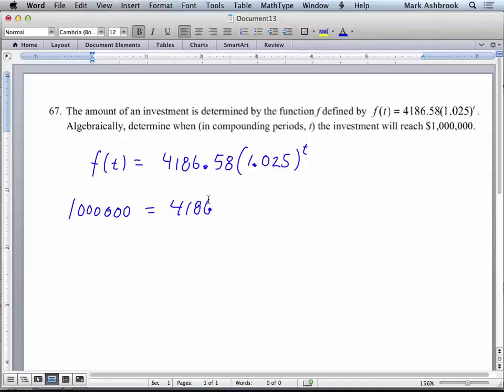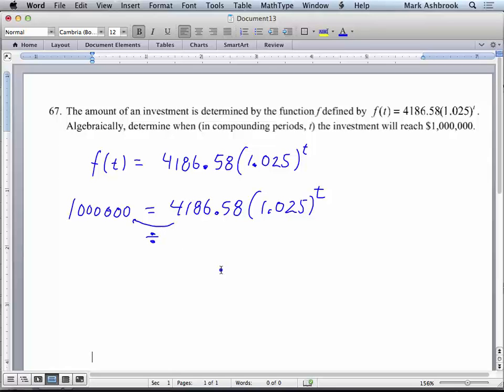Agree with that? Keep going. And then you're going to isolate your growth factor. This part, right? How would you do that? Get rid of your initial value, to the other side. By?